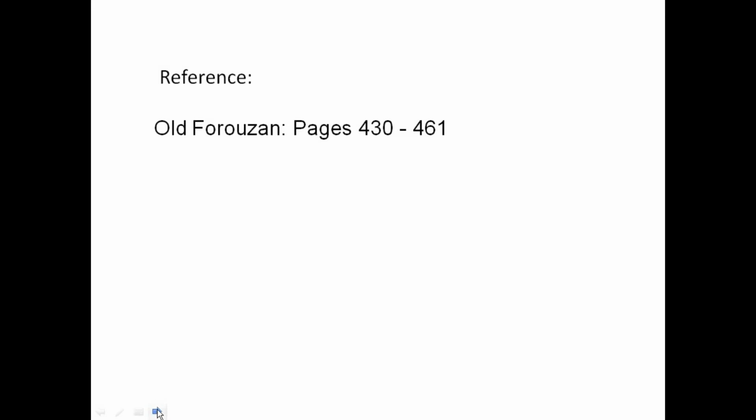So the reference for this particular topic is DS by Forouzan, pages 432 to 641. If you have that book, you can refer to that book.